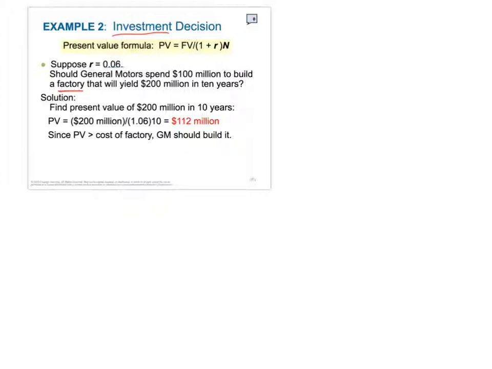So let's go ahead and work it out without looking at the solution and make sure that we can get to what the solution would be. The first part: should General Motors spend that $100 million to buy a factory that will yield $200 million in 10 years? How we would set this up in a finance scheme is we would say, okay, today we're at time period 0. In 10 years, this will be worth $200 million.